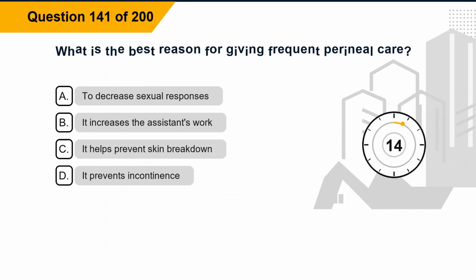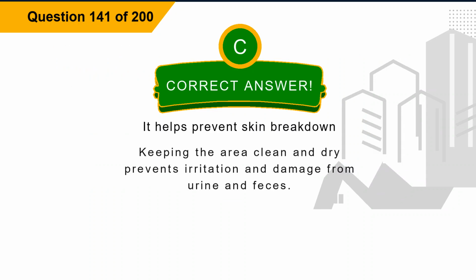Question 141. What is the best reason for giving frequent perineal care? Option A, to decrease sexual responses. Option B, it increases the assistant's work. Option C, it helps prevent skin breakdown. Option D, it prevents incontinence. The correct answer is option C, it helps prevent skin breakdown. Explanation. Keeping the area clean and dry prevents irritation and damage from urine and feces.